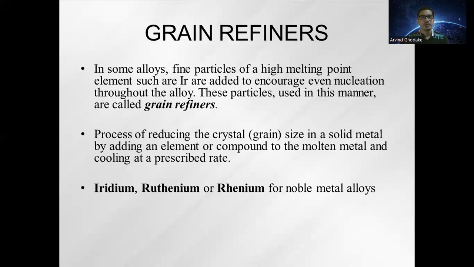Then grain refiners. In some alloys, fine particles of high melting point elements such as iridium are added to encourage even nucleation throughout the alloy. Particles used in this manner are called grain refiners. It is the process of reducing the crystal size, that is, the grain size, in a solid metal by adding an element or compound to the molten metal and cooling at a prescribed rate. So iridium, ruthenium, and rhenium are used in noble metal alloys. These are called grain refiners.